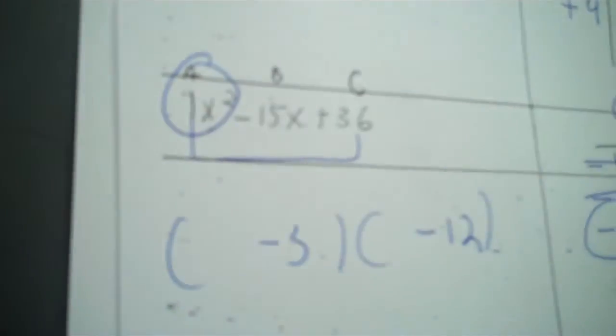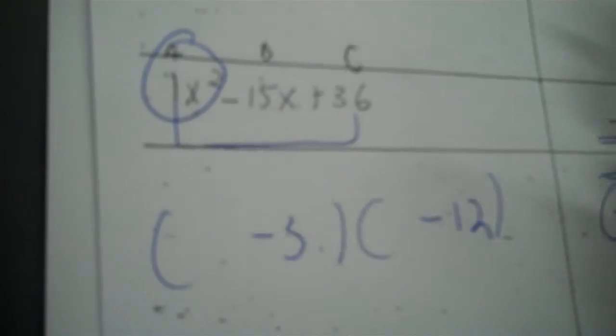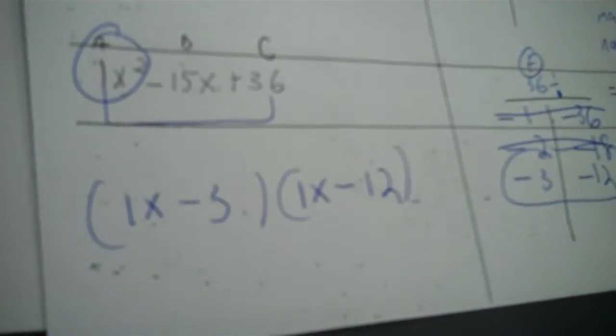Now circle this. This is how you fill out the front ends. X second, you go x times x, and then the 1 would just be 1 times 1. So it's 1x minus 3, 1x minus 12. Okay, 1x to the second power minus 13x plus 36.